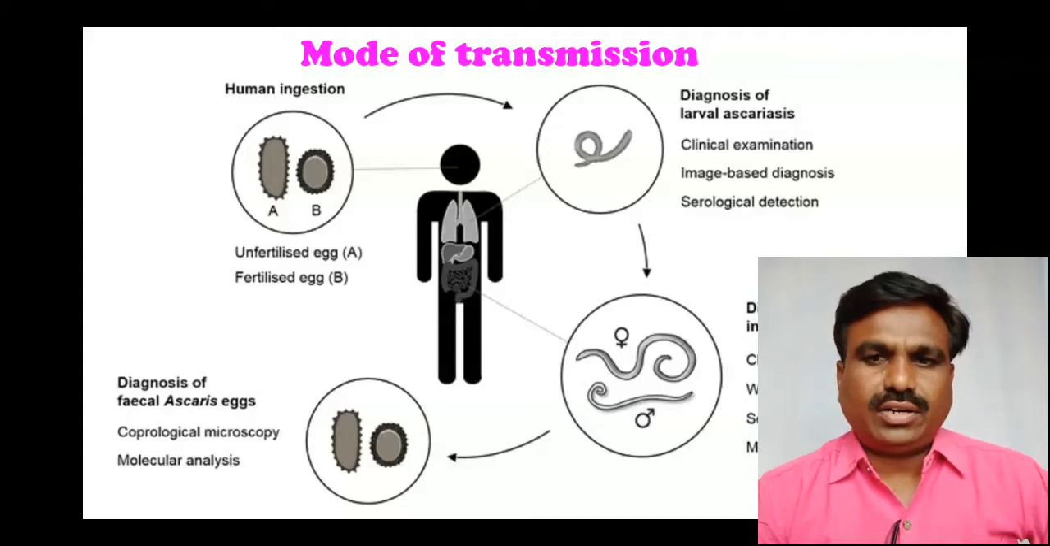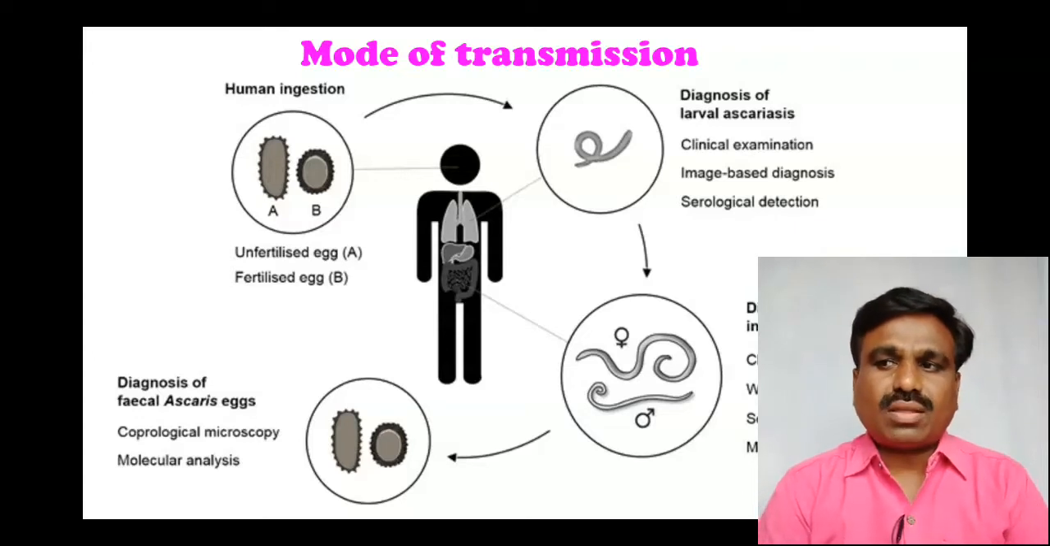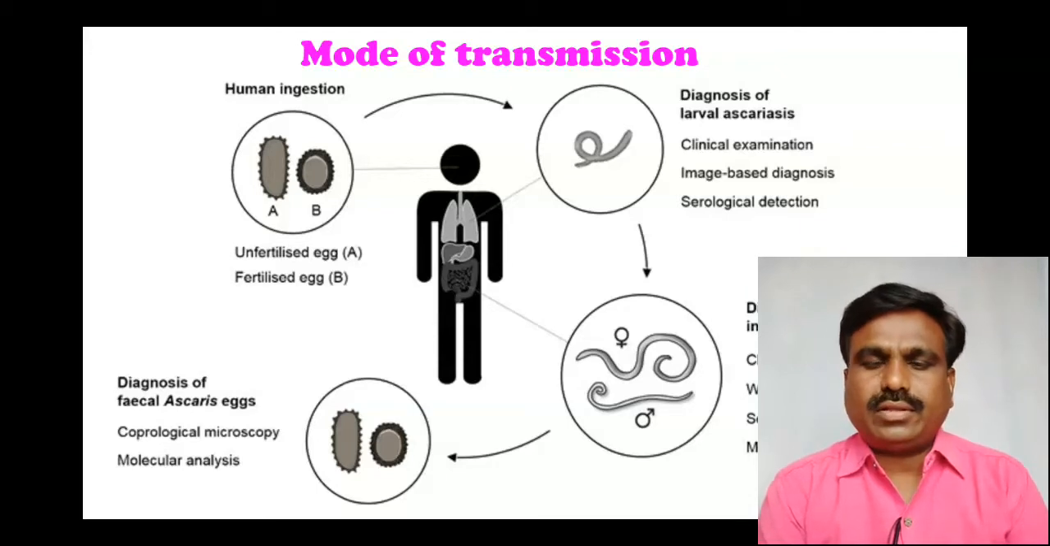Diagnosis of the adult intestinal worm is by clinical examination, worm expulsion, serological detection, and molecular examination. There are two types of worms, male worms and female worms, male Ascaris and female Ascaris. These are the diagnosis of adult intestinal worms.